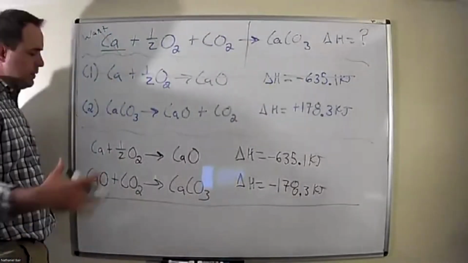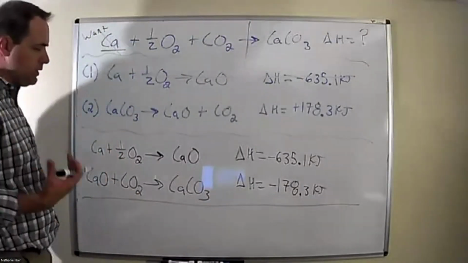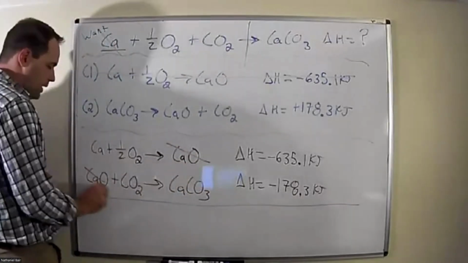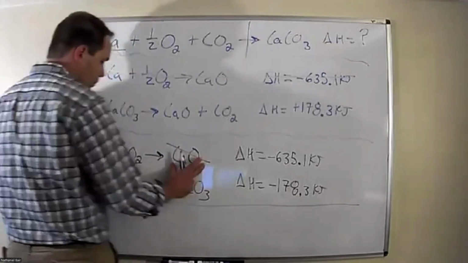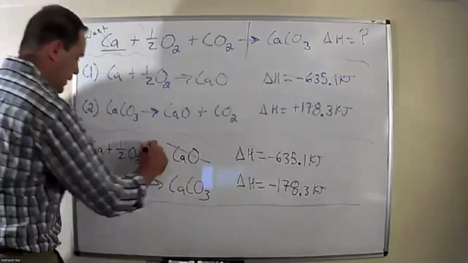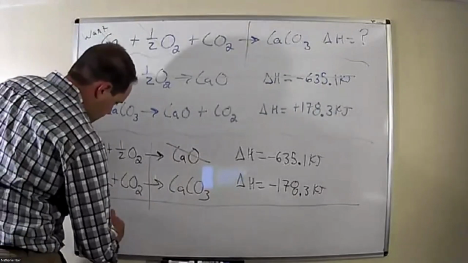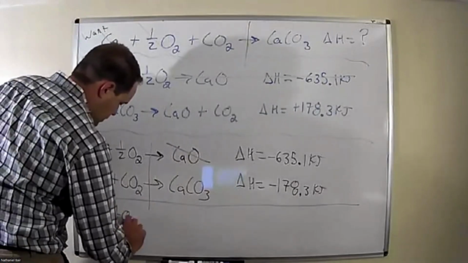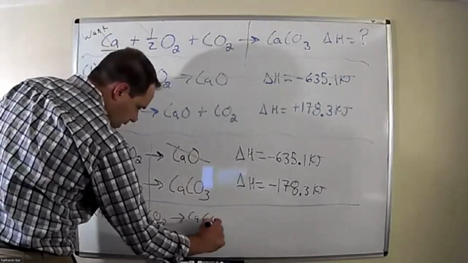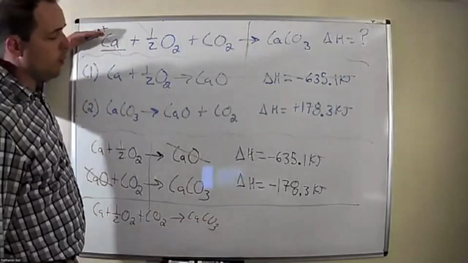And now we've got, again, the Good Will Hunting moment. Can you cancel anything out? This is not very exciting. We only get to cancel out the calcium oxide. I've got 1 calcium oxide on the right, 1 calcium oxide on the left. They cancel out. What am I left with? I'm left with Ca plus a half O2 plus CO2 goes to calcium carbonate, CaCO3. That's exactly what we wanted.